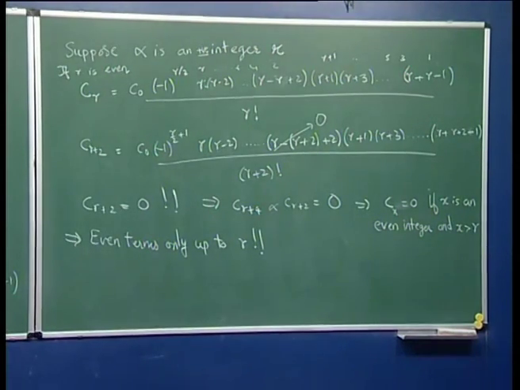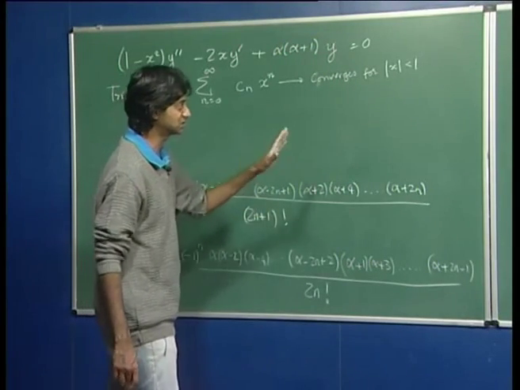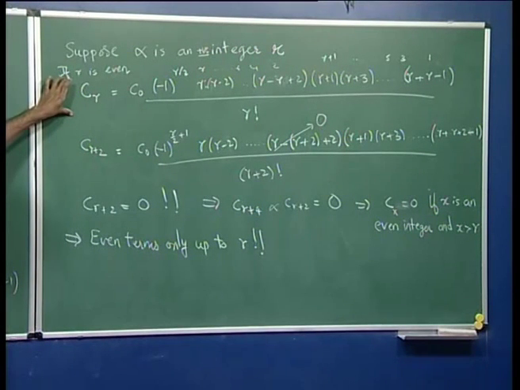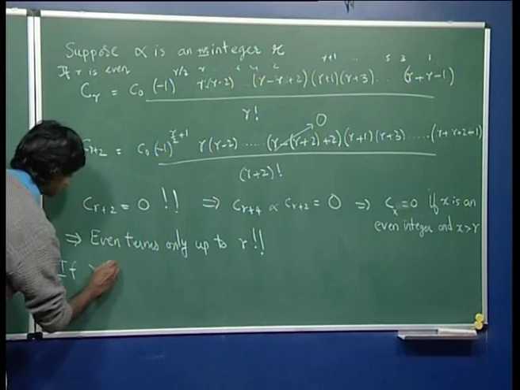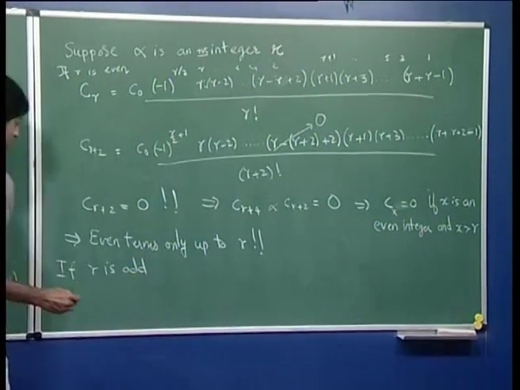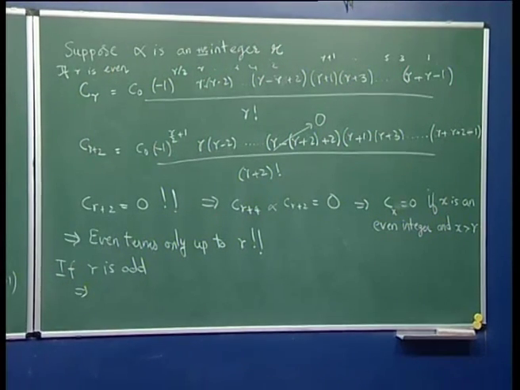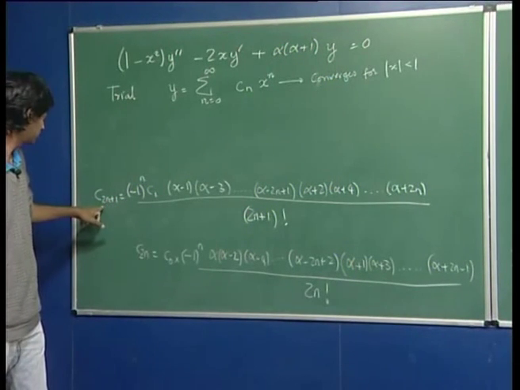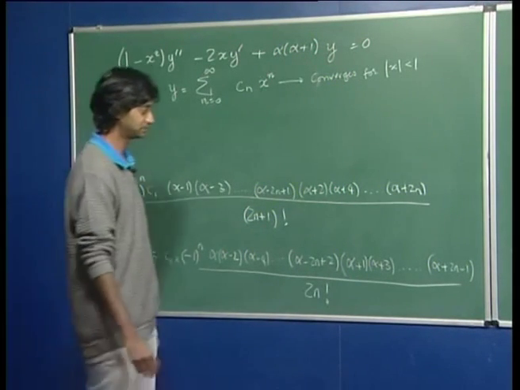So this is an important property: if alpha is an even integer, then the even series truncates at alpha equal to r. Now, if alpha is an odd integer, if r is odd, then it is easy to show, by the same arguments, that when you take c of r plus 2, which will be another odd integer, that will be equal to 0.